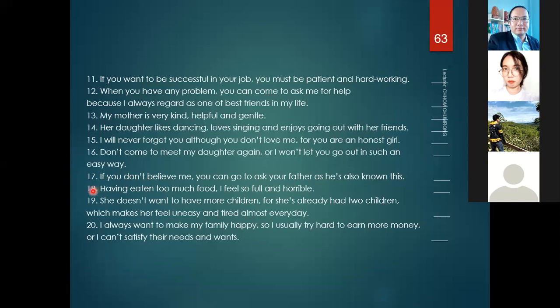How about number 18? Hello, teacher. Number 18. I think it is a complex sentence, teacher. Am I right? Why complex? Because having eaten too much food and feel so full and horrible. This one is called what? Combined with it, it's called independent. It's called dependent clause, teacher.